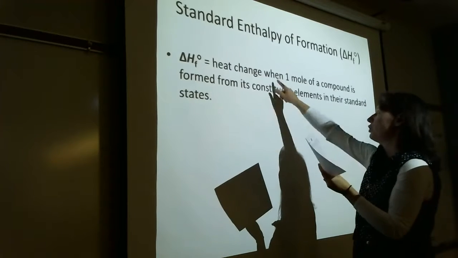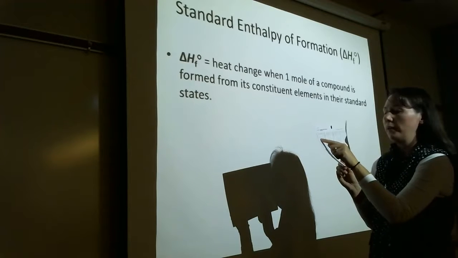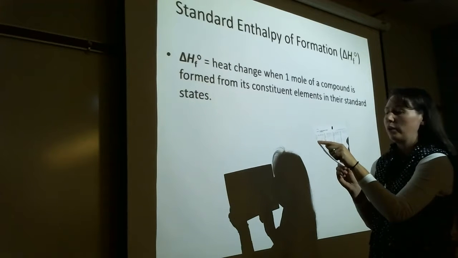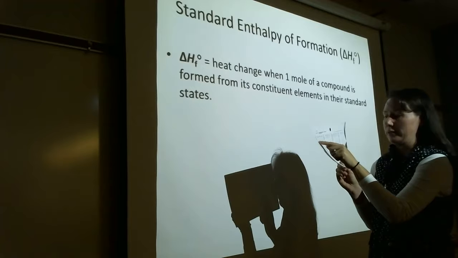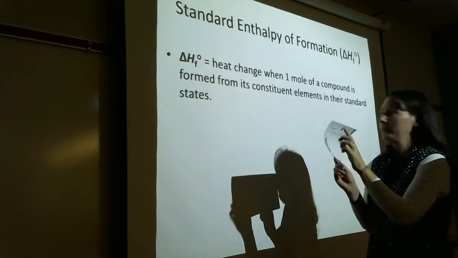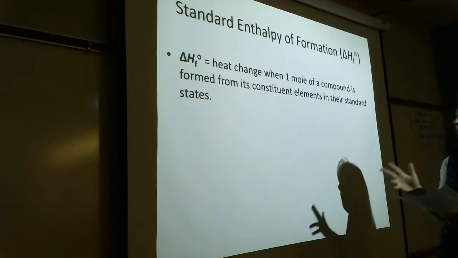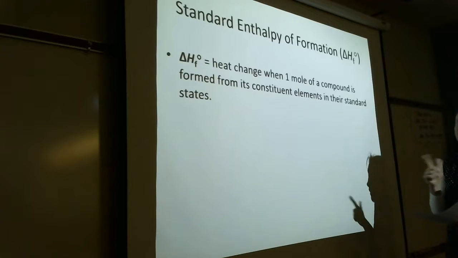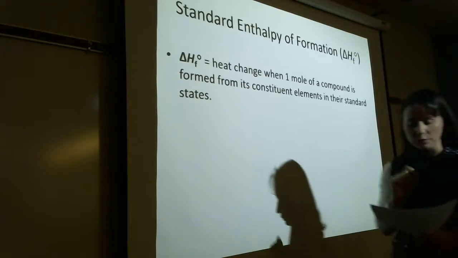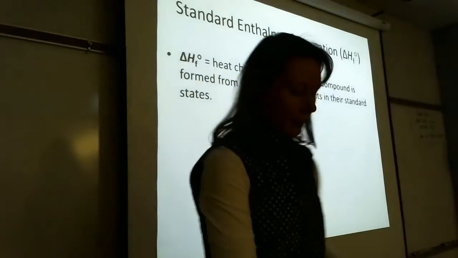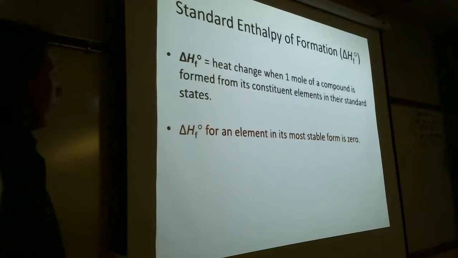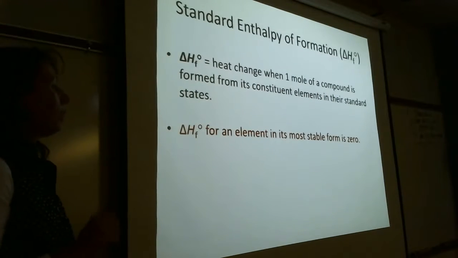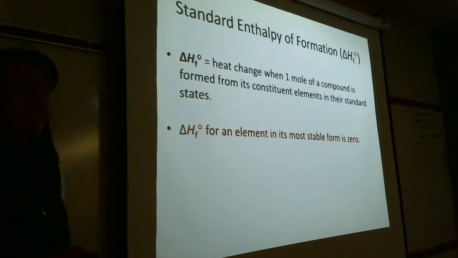So this is the heat change when you form 1 mole of AlCl3 from aluminum metal and chlorine gas, right? Okay, so that's what that's referring to. So the heat change when you have 1 mole of that compound formed from its elements under standard conditions. That's what we're looking at when we're looking at these tables. Okay? And like I said, for an element in its most stable form, it's 0.